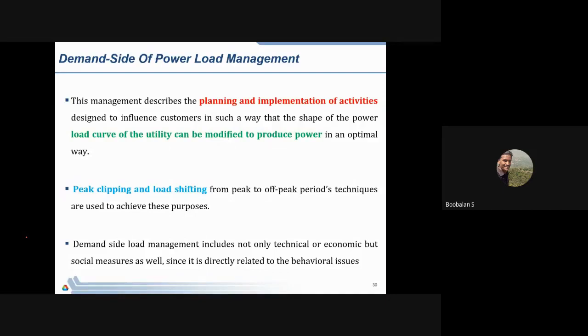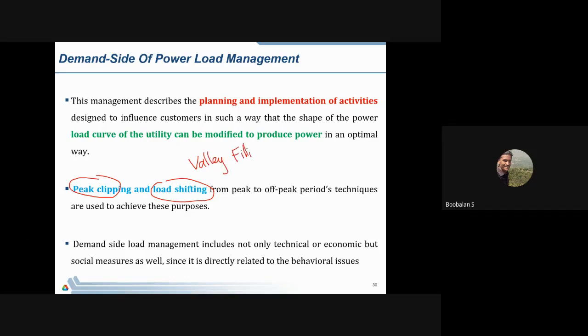So accordingly we need to make a plan, and accordingly we are going to implement some activities. Those activities are called peak clipping, load shifting and valley filling.